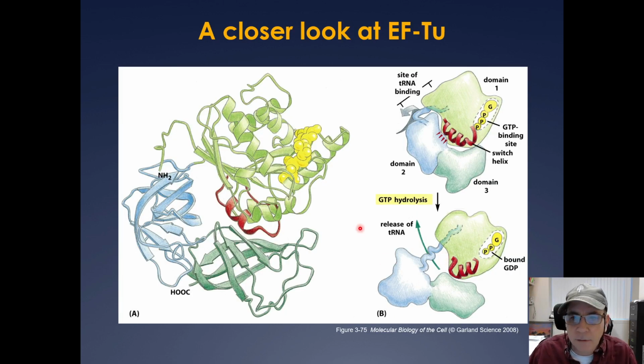Here's another schematic of that, where you can see here's the ribbon structure of EF-Tu, here's GTP, this is the switch helix that I was just talking about. So it's in one conformation with GTP, and it's binding to the tRNA, and then if there's good base pairing between the codon and the anticodon, the GTP will be hydrolyzed to GDP, and then you get a conformational change in the switch helix, and you can get release of the tRNA. Okay, so that's basically how that works.